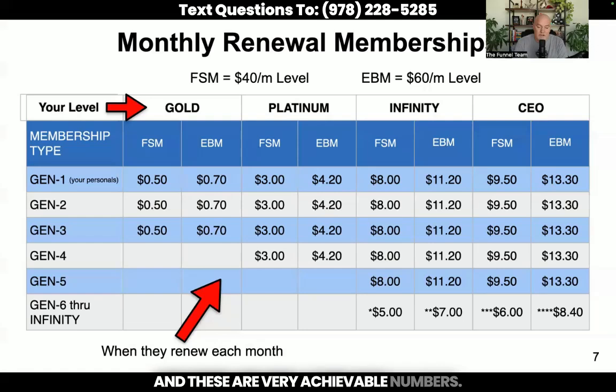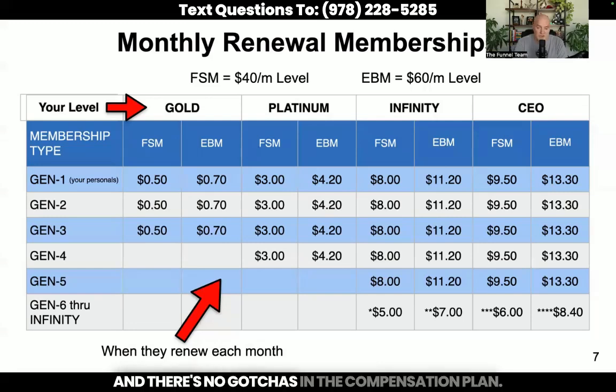And these are very achievable numbers. And the great thing about the myEcon compensation plan is you don't have to worry about placement. You don't have to worry about matrix or binaries or people going into holding tanks and placing them under certain people. This is a straightforward unilevel compensation plan. The person joins and that's it. They build and duplicate or they don't. It's very, very simple and very straightforward.